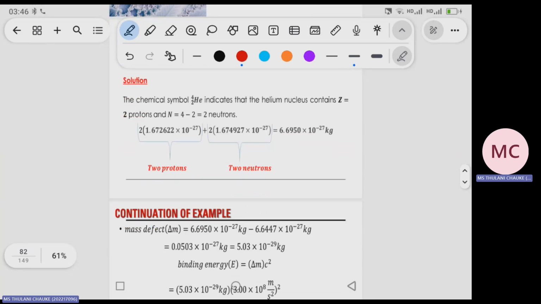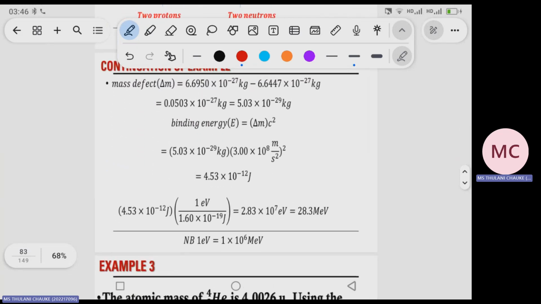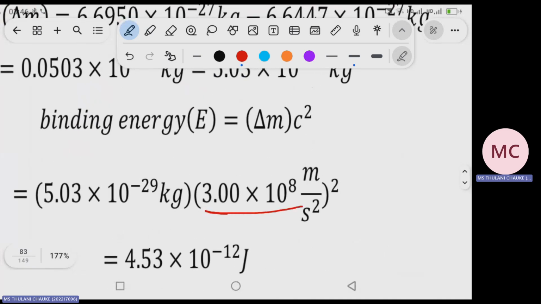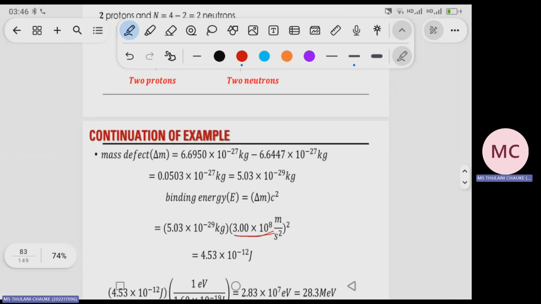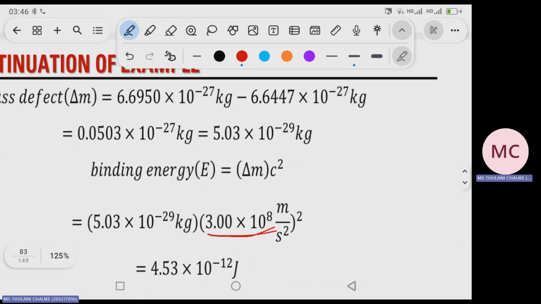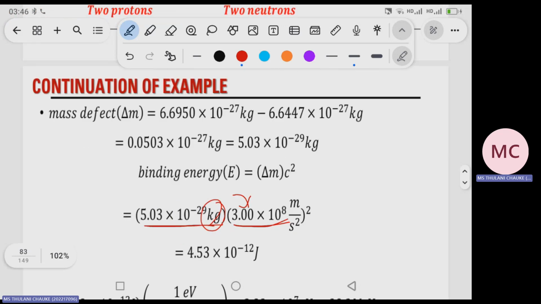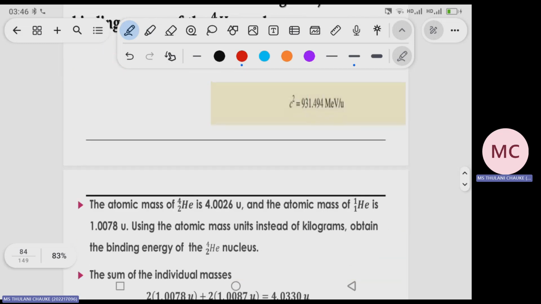So there is an example here. Let me see if I can actually find it. If you'll be using 3 times 10 to the exponent 8, the units for mass must be in kg. Let me see if there is an example for the one whereby they used the other value.